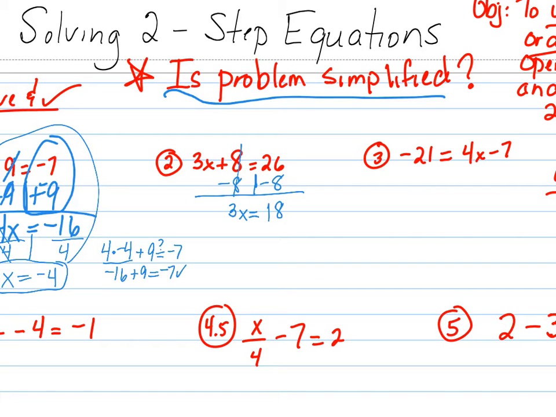Are we done? No. Nope. They're still multiplying the variable by 3, so what are we going to do? Divide both sides by 3. So what is x equal to? Check it. How do we know if we're right?